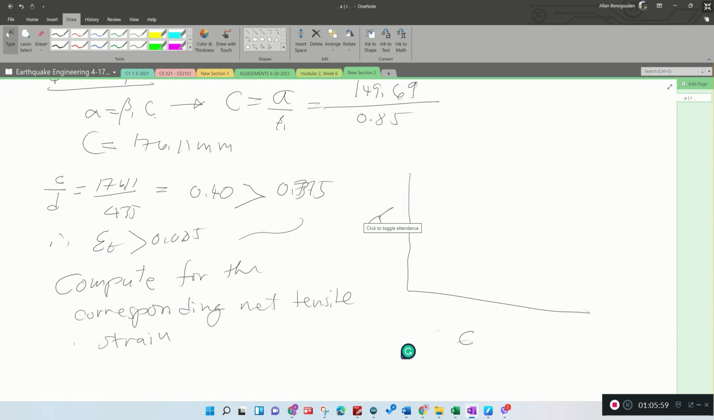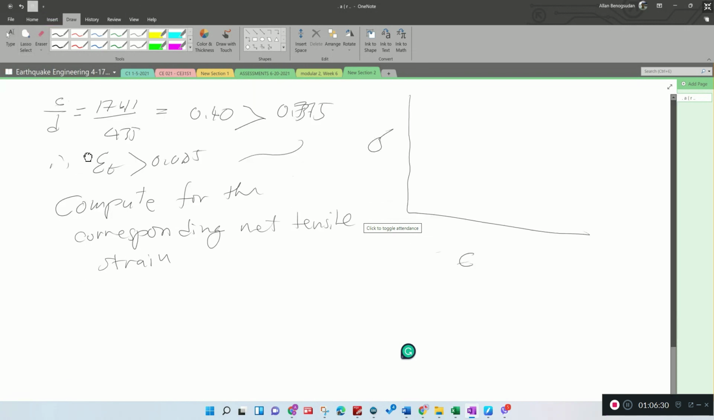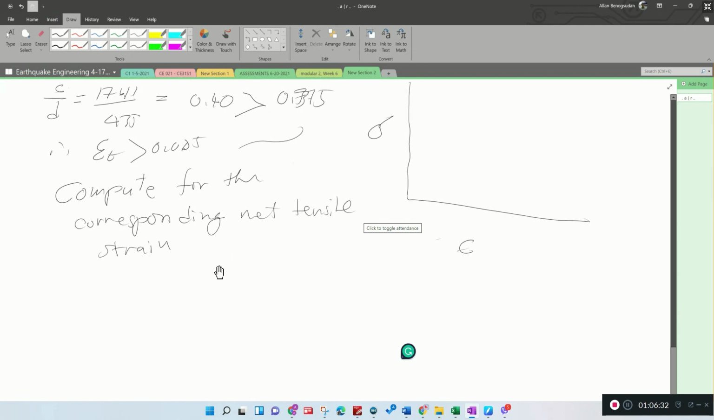It might be that the M sub n later on will change because the strain is not compatible or is not applicable. So in that process, compute for the corresponding net tensile strain of this when we choose a is equal to 149.69. Now let's just do that to give you an example. And later we do another thing.